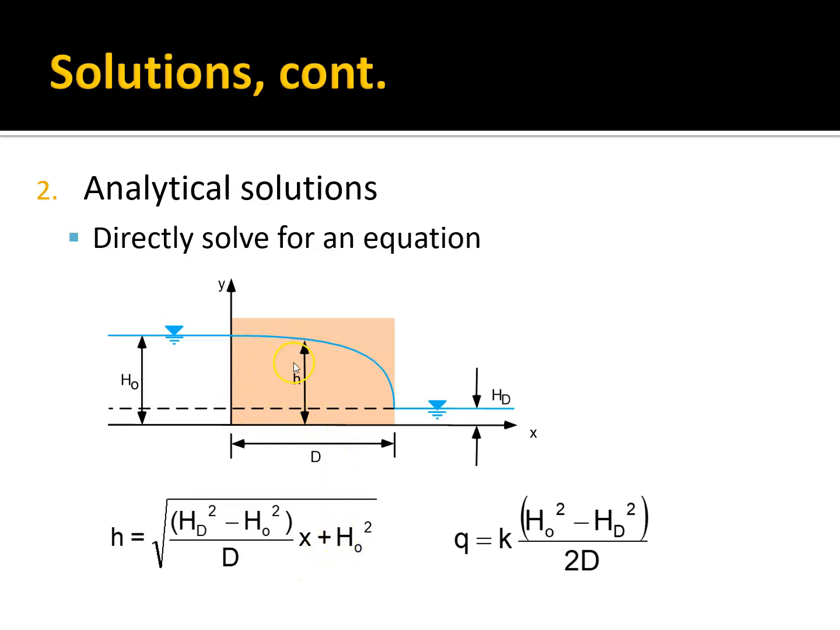For this particular problem, it's flow through a rectangular section of soil. X equals 0 on the left side. It increases to the right. So this equation right here basically defines the shape of this blue line, the phreatic surface in the soil. And then this equation on the right just gives you the total flow rate through the soil.